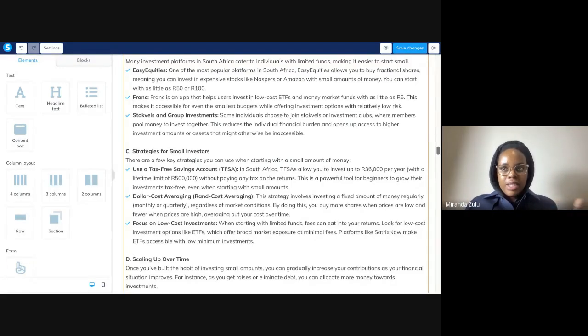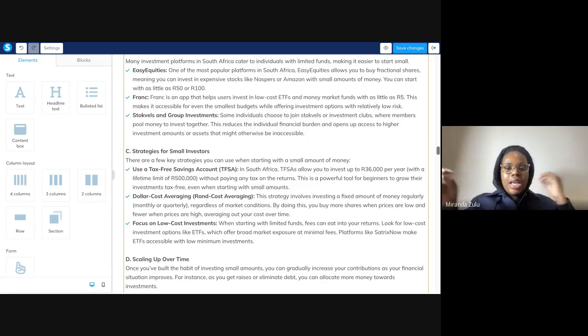And so if you were to invest 36,000 each year to meet the limitations of the tax-free savings account, it will take you about 13 years and 8 months to reach this 500,000 limit. But what's nice about a tax-free savings account is that you don't pay any taxes on any return, provided that you stick within the contribution guidelines. And so that's why I think this is such a powerful tool for beginners to grow their investments and to start investing tax-free.